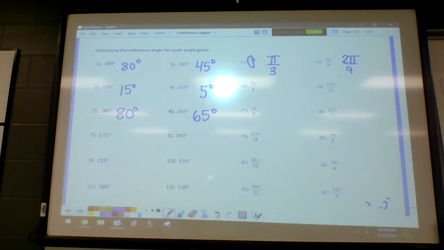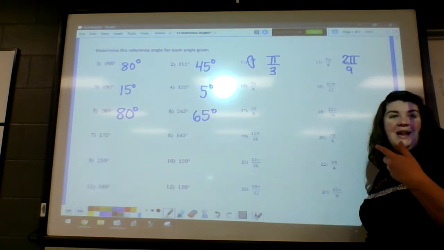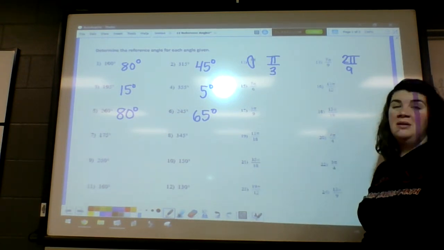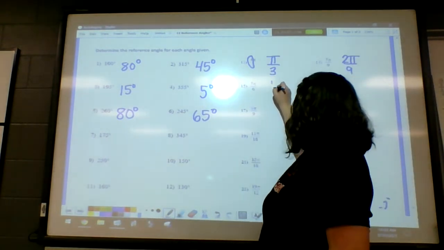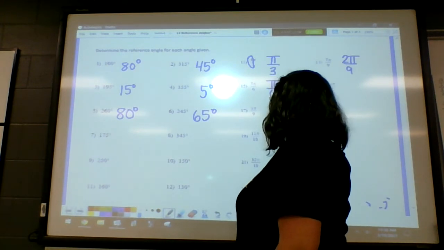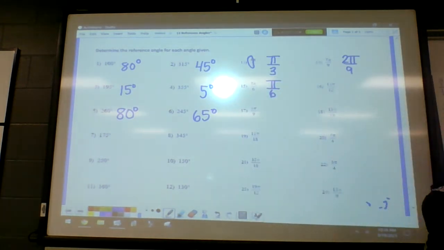Yep. So 7 pi over 6, is it closer to 1 or is it closer to 2? Closer to 1. And what do you have to take off to get it back to 1? Because it's a little too much. A pi over 6. Because right now it's 1 too many, so take off 1.